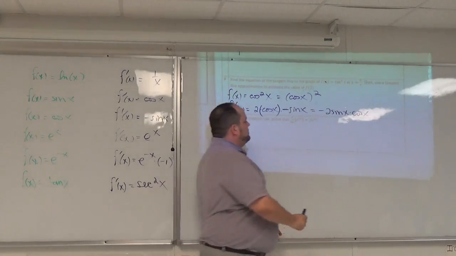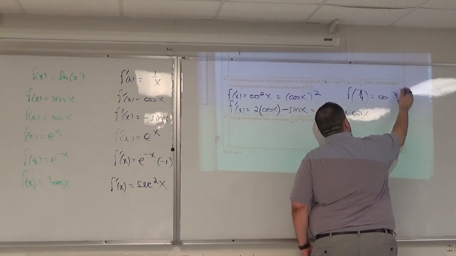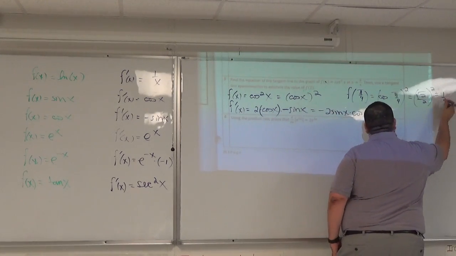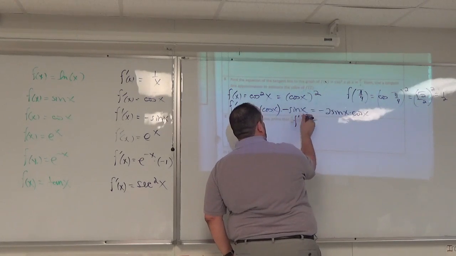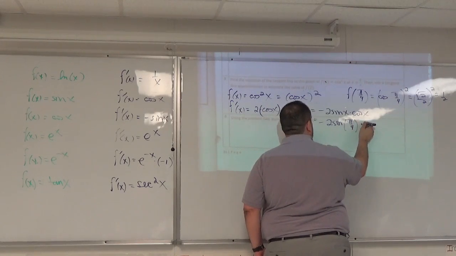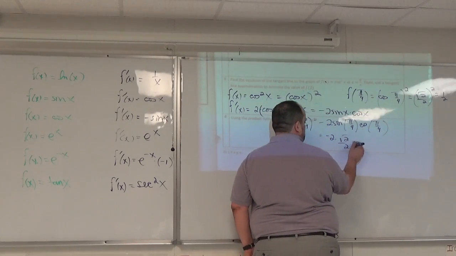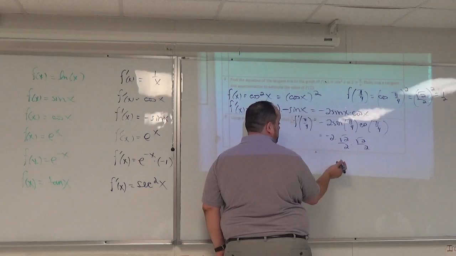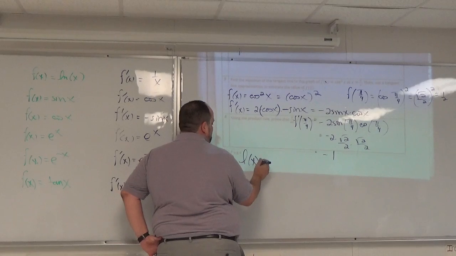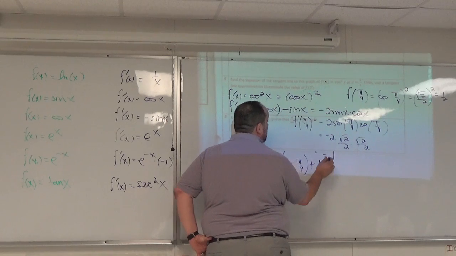To figure out the rest, you'd have to evaluate f at pi over 4. The cosine of pi over 4, you guys know, is square root of 2 over 2. Squared is going to be a half. This guy here, f prime of pi over 4, is negative 2 sine pi over 4, cosine pi over 4. So we get negative 2 times square root of 2 over 2 times square root of 2 over 2, which I think is negative 1. Equation of the tangent line then is going to be negative 1 times x minus pi over 4, plus a half.